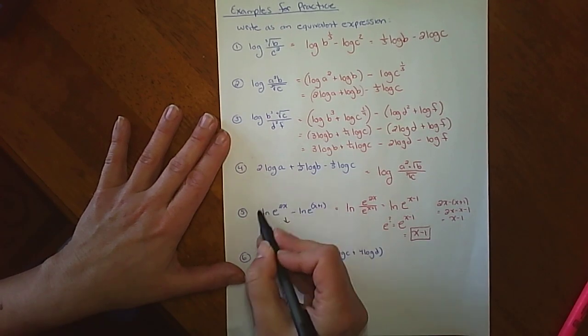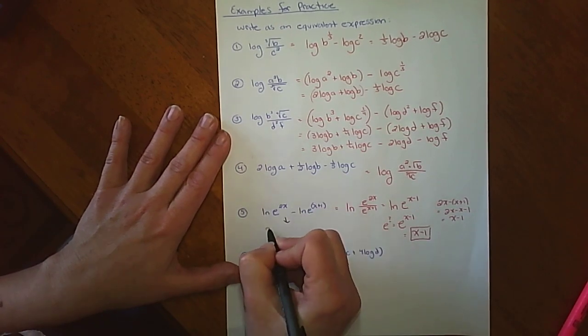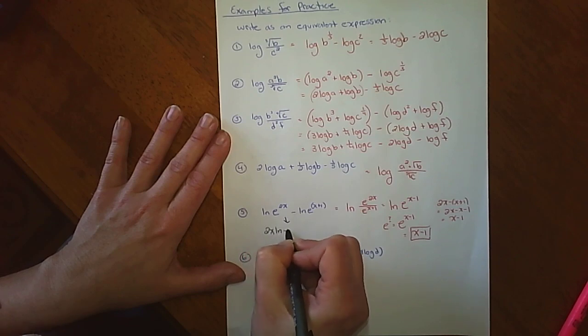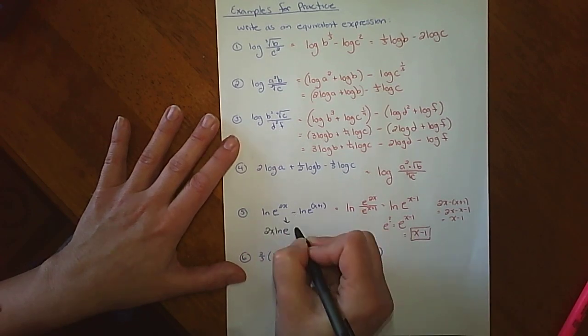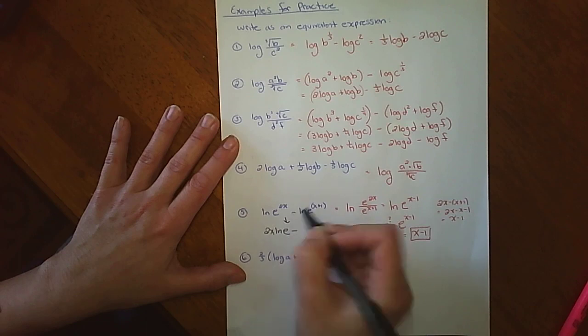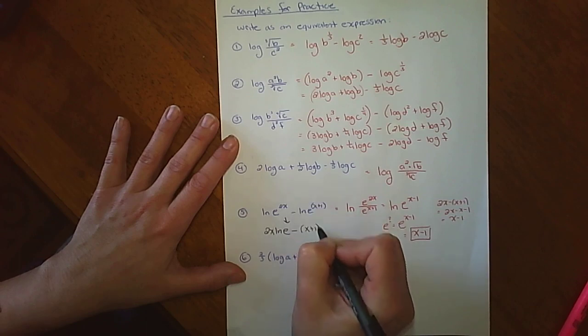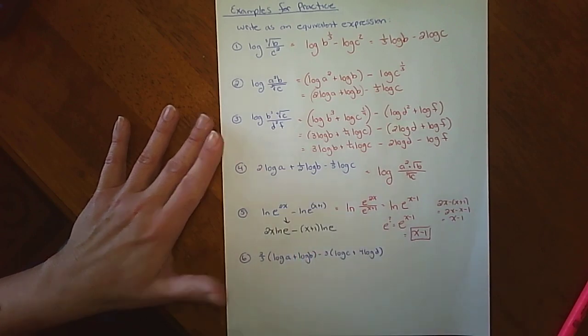When I see this, I'm going to have it fall in front. So it's 2x, natural log of e. Bring down the minus sign. This also wants to fall in front. x plus 1 times the natural log of e.